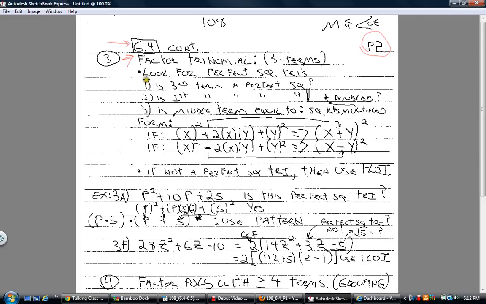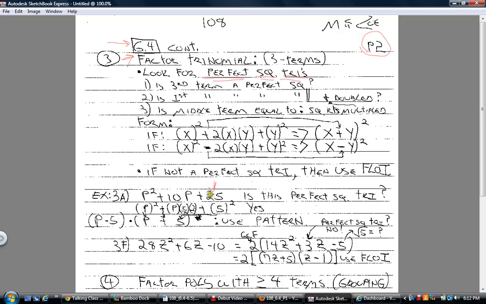And the shortcut we're looking for is, again, this is all review, a perfect square trinomial. Do you have one? My method to help you see this is to look at the third term and ask yourself, is it a perfect square? I'll go down here and try to use that with example 3a. Look at the third term.